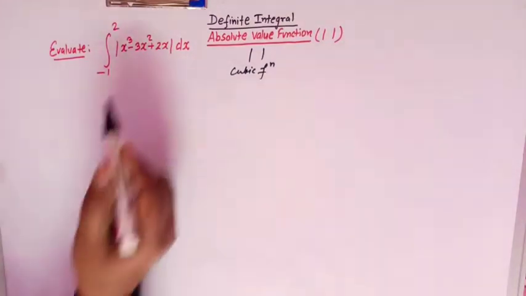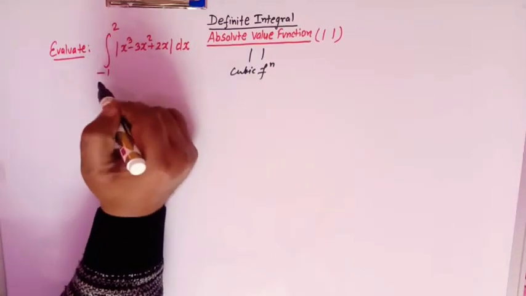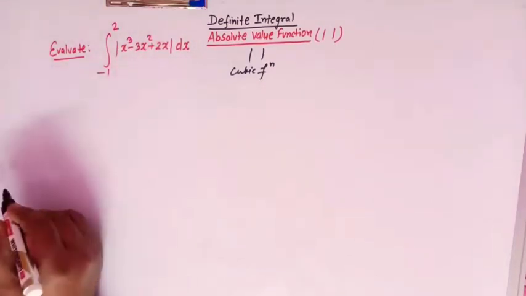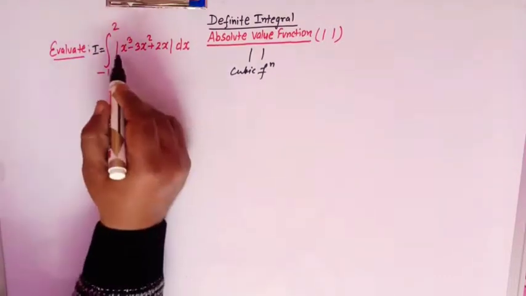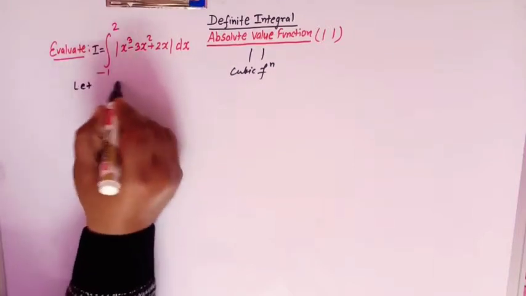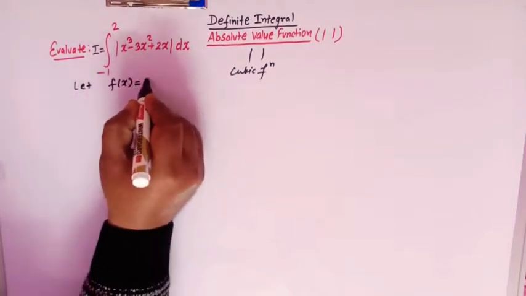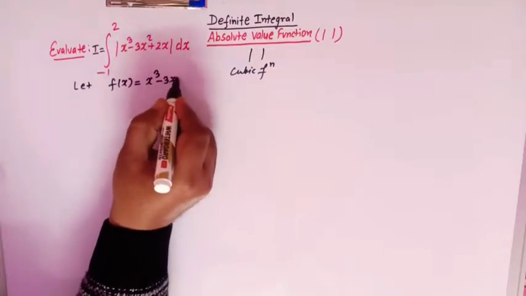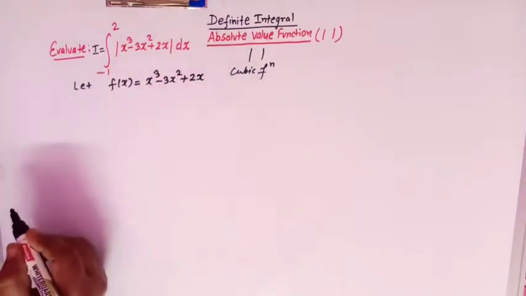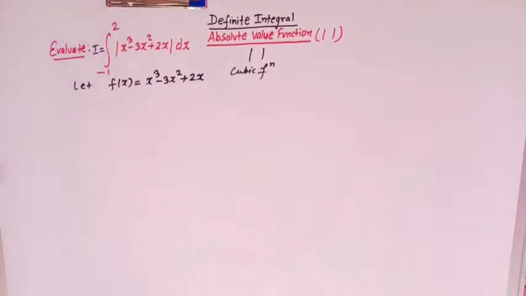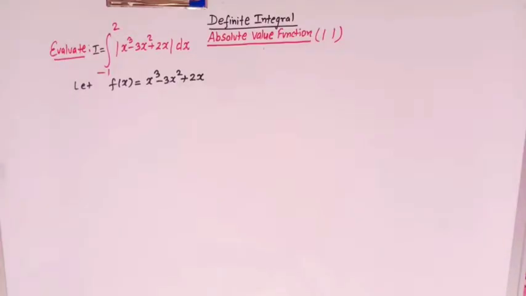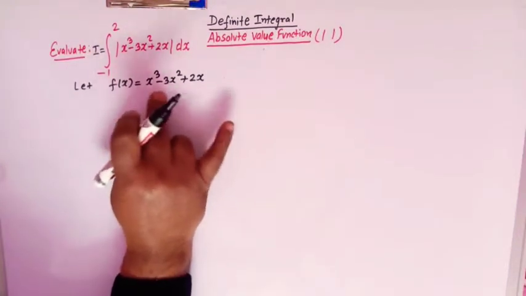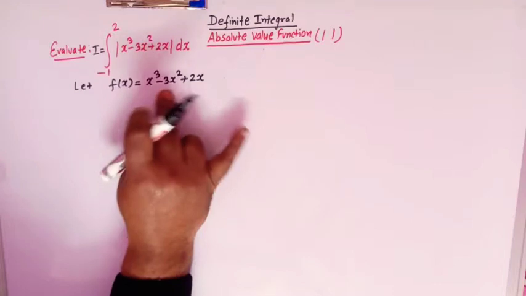Now we have to evaluate this integral from minus 1 to 2. So let us start. Let us call this integral I. Now let us put f of x equal to x cube minus 3x square plus 2x. Our first step is to factorize this cubic function.